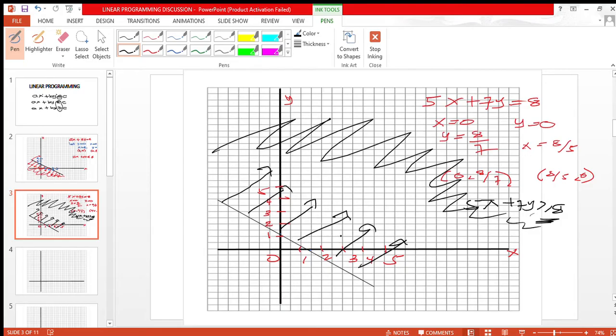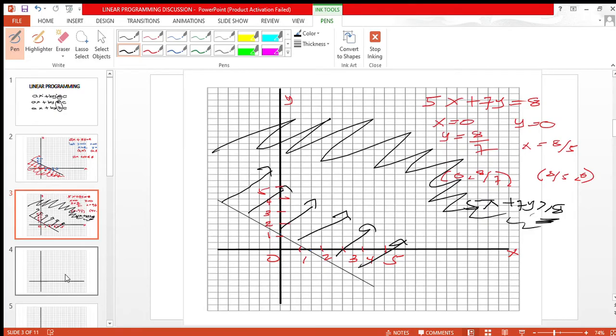So if you want to check if that is true, let's get a point. Look at this. Isn't it that 2, 2 is above the line? Let's try to do it. If x is 2, this is 10. If y is 2, this is 14. 10 plus 14 is 24, greater or equal to 8. It's correct. So that will now be the reason.